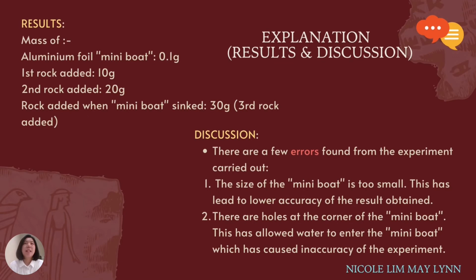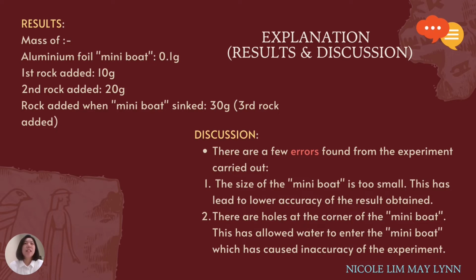Now I'll be explaining our results and discussion. For results, the mass of the aluminium foil mini boat is 0.1 grams, while the first rock added is 10 grams and the second rock added is 20 grams. The rock added when our mini boat sank is 30 grams, which is when the third rock is added, our mini boat sank.